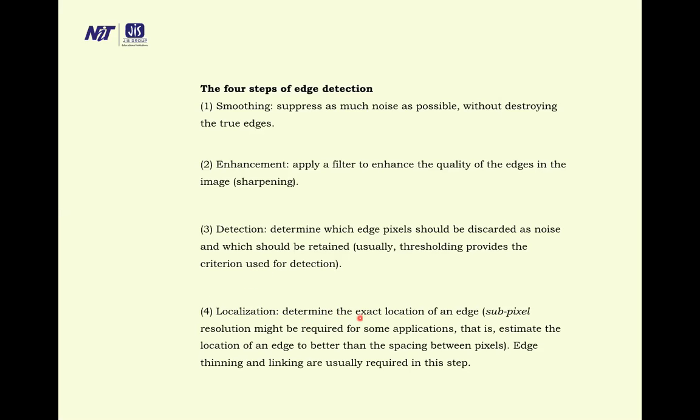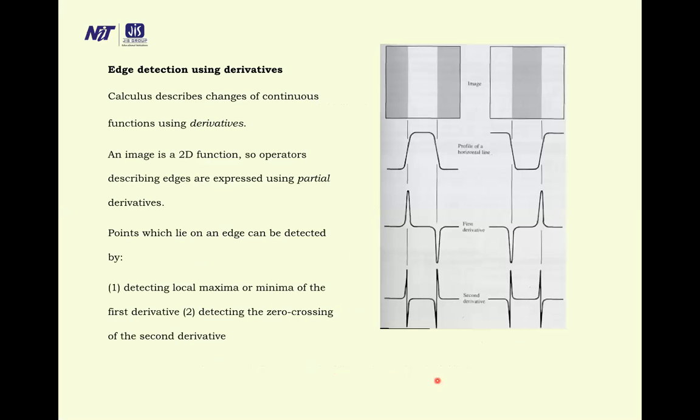Localization: determine the exact location of an edge. Sub-pixel resolution might be required for some applications, that is, estimate the location of an edge to better than the spacing between pixels. Edge thinning and linking are usually required in this step.